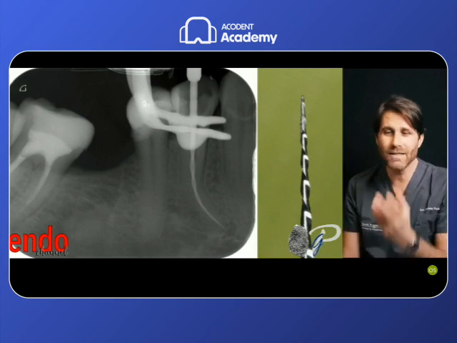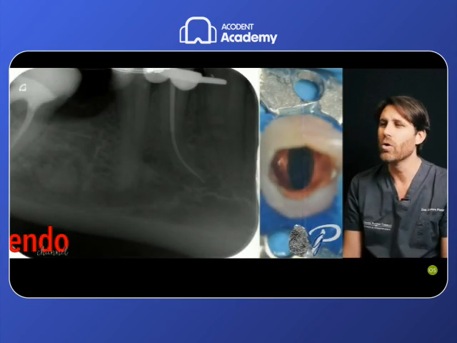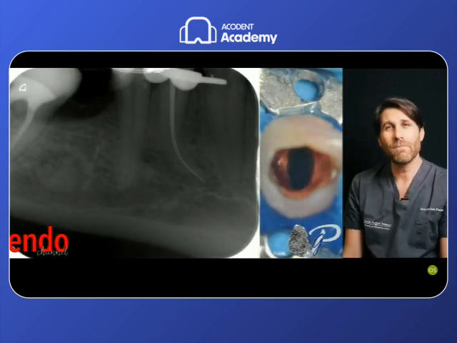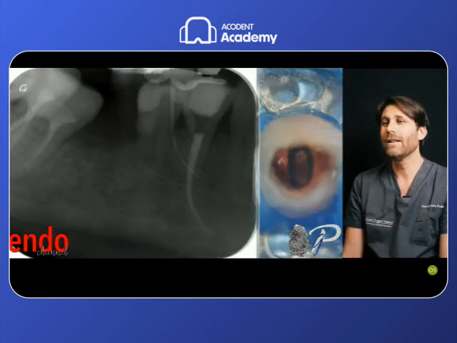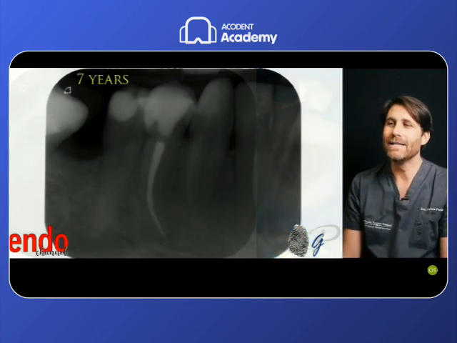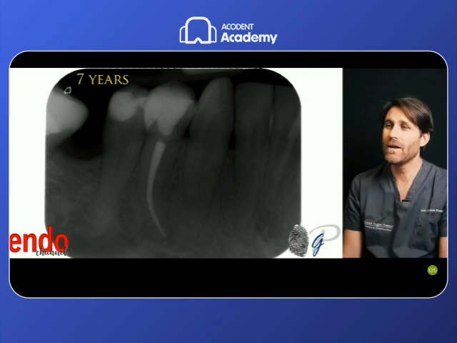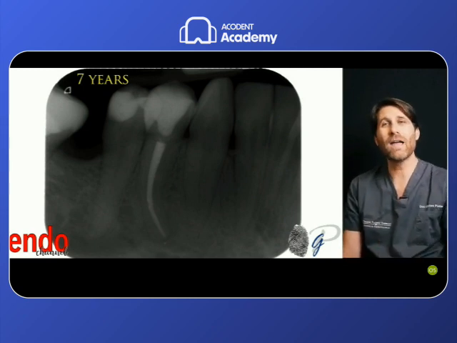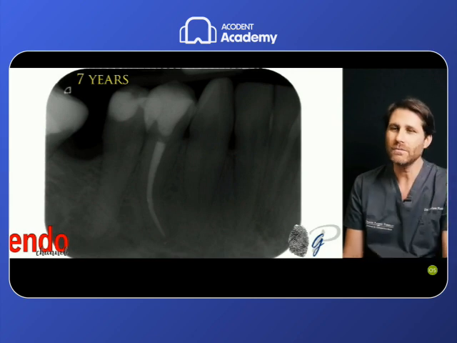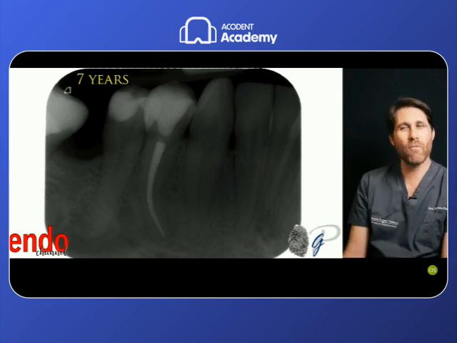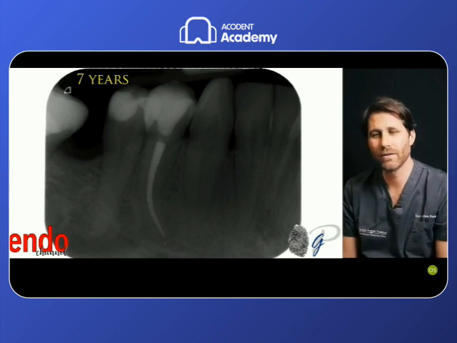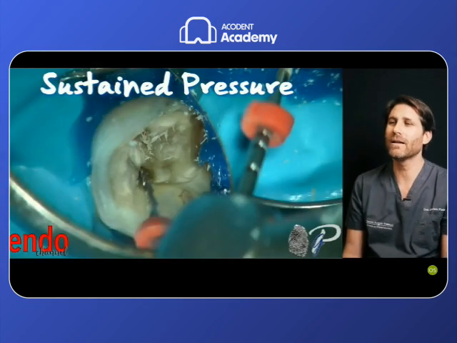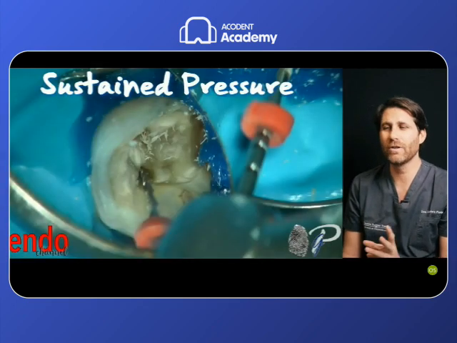So by doing this technique, we are able to perform the scouting, the glide path, and the preparation all together, and then we can fill the root canal. And this is the 7 years control on this case. So it's a long time that we have been doing this, as soon as the Reciproc and M-Wire file was introduced on the market. And I have called this technique the sustained pressure technique.